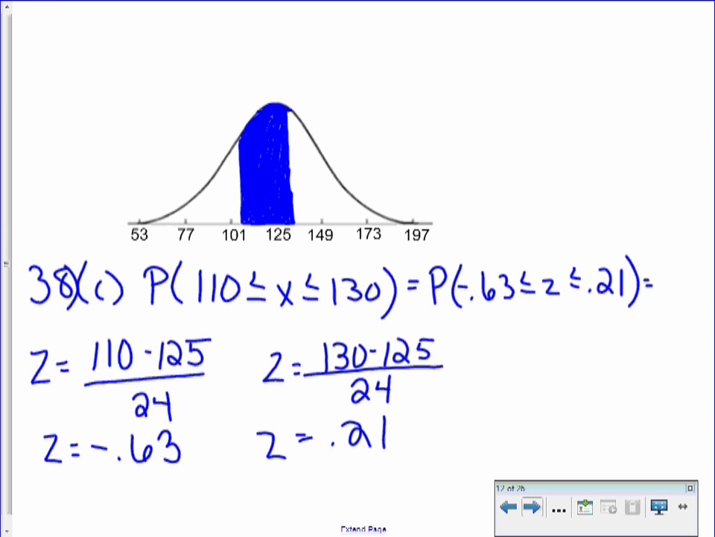So remember, we're doing ones that are in between. We have to find the value for the larger z-score. Then we're going to subtract off the value for our smaller z-score. The larger z-score, of course, gives us all of this. And then the smaller z-score will allow us to subtract off that piece that we don't want. So we start off by looking at 0.21. And it looks like 0.5832.